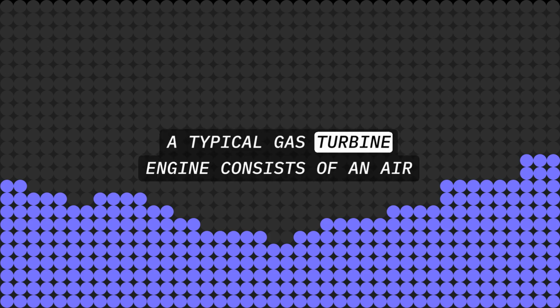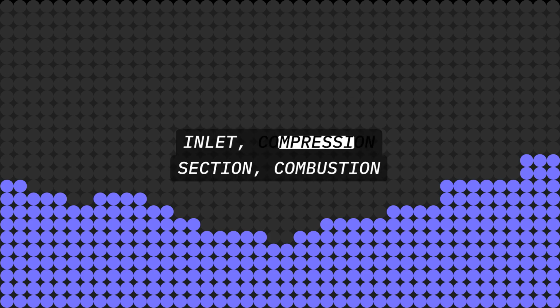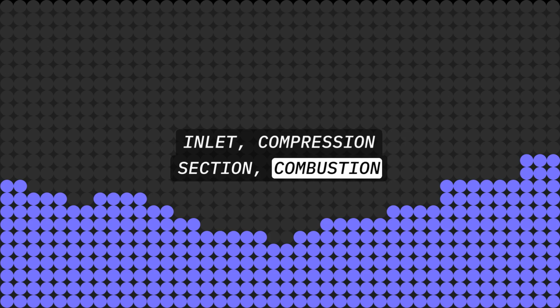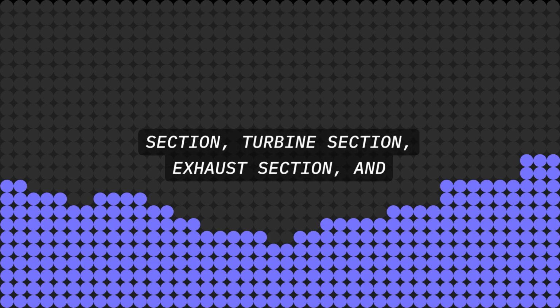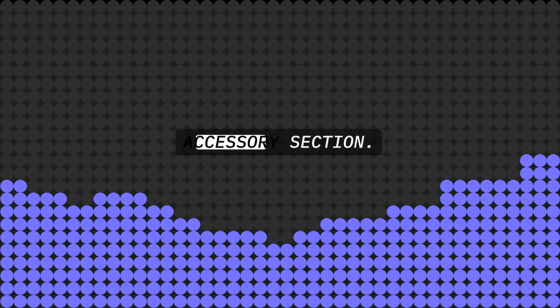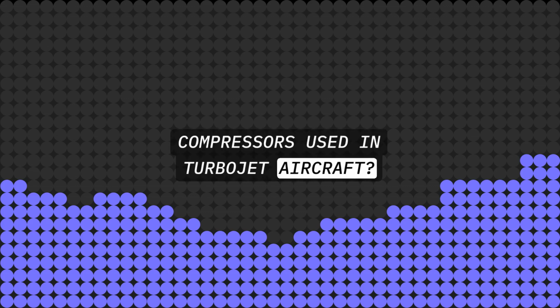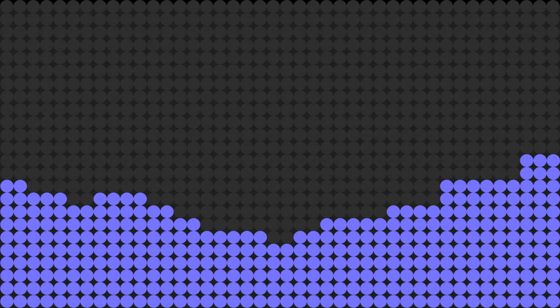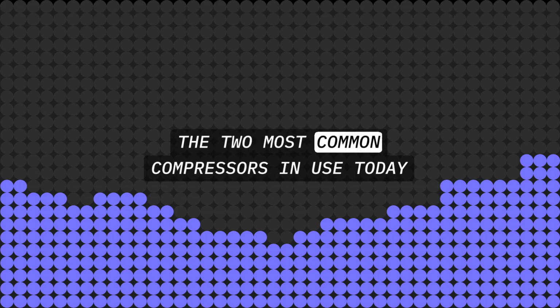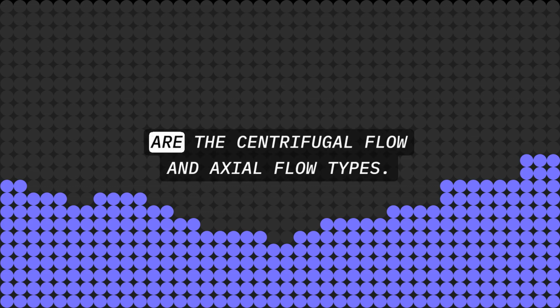A typical gas turbine engine consists of an air inlet, compression section, combustion section, turbine section, exhaust section, and accessory section. What are the two principal types of compressors used in turbojet aircraft? The two most common compressors in use today are the centrifugal flow and axial flow types.